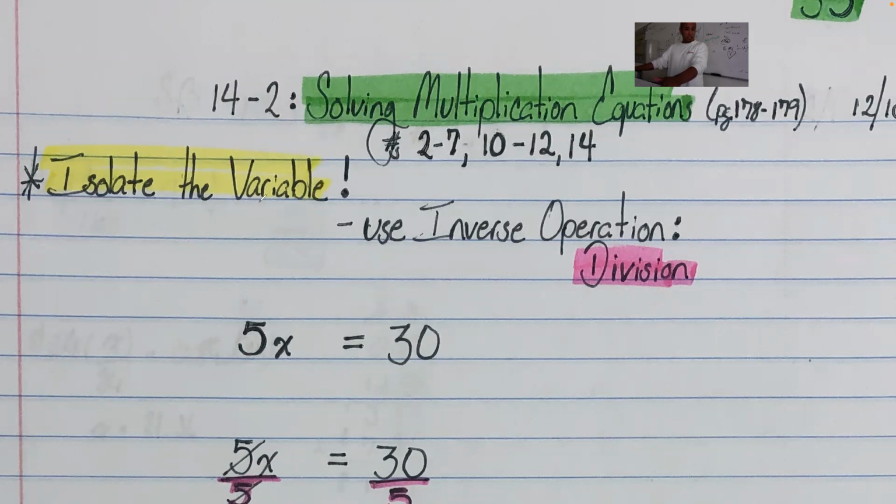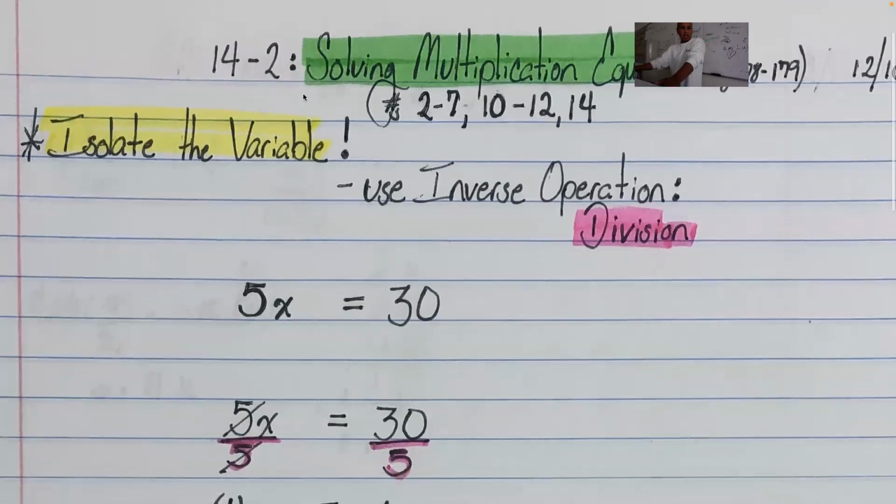How are we going to isolate the variable? Well, we need to use the inverse or the opposite operation than the one that we're doing with the variable. And in this case, since we're dealing with multiplication, the opposite operation is going to be division, because division is the opposite of multiplication. Let me explain.